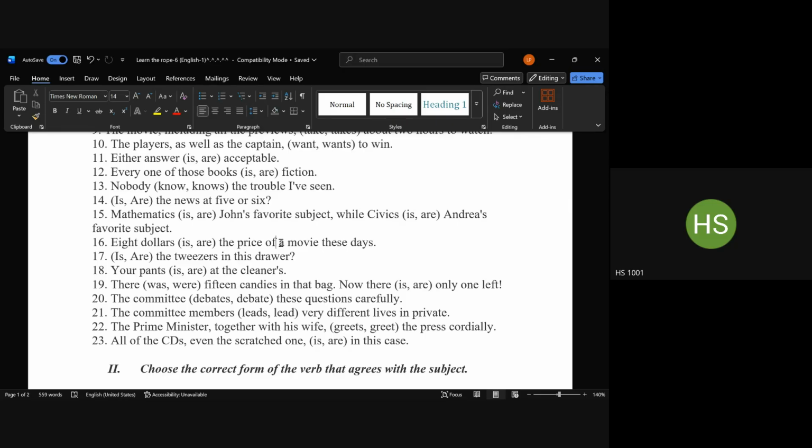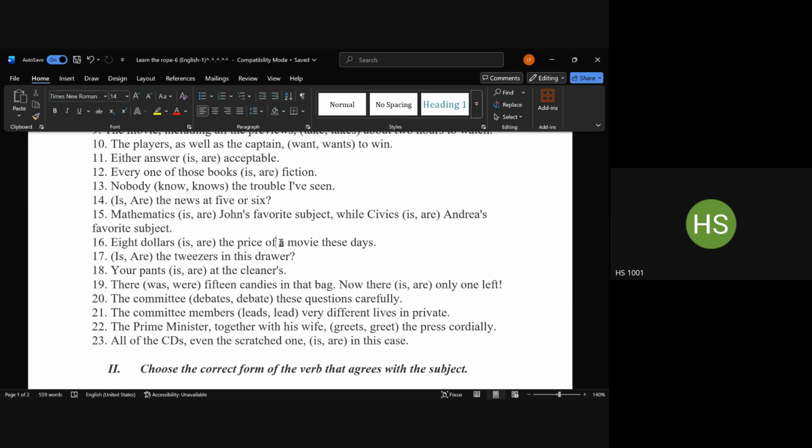So inherently pluralistic in nature, which is why you have to use a plural verb. If the subject is treated plurally, then of course the verb also has to follow, right? So are the tweezers in this drawer? Similarly, 18th one, your pants are at the cleaners. Same, your pants are at the cleaners, right?